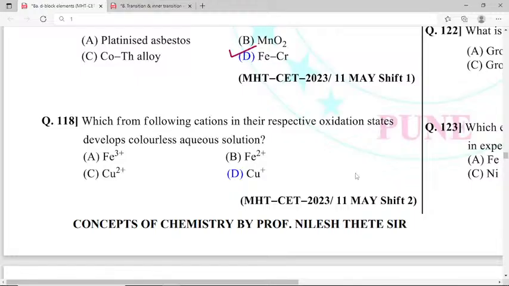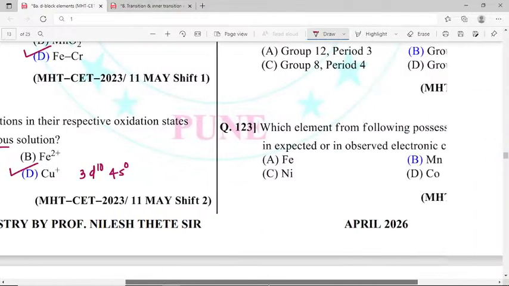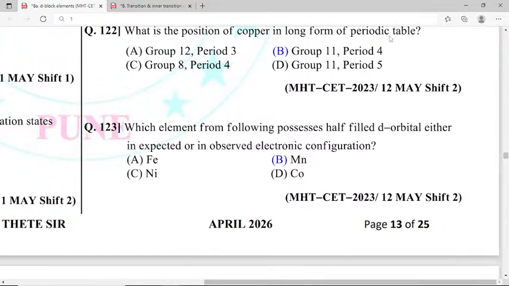Which of the following cations in their respective oxidation state develops a colorless aqueous solution? Colorless: Cu1 plus, because 3d10 4s0 has 0 unpaired electrons. So it gives a colorless solution. Copper 1 plus is 3d10 4s0.